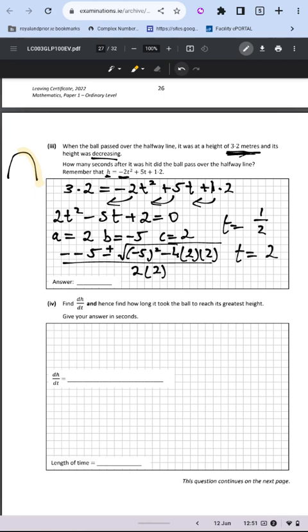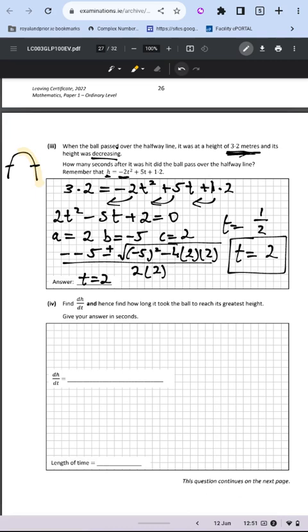Now, it has to be the bigger value here. It does say after how many seconds. It's true enough, it happens after half a second, say there, and 2 seconds. But because it says the height's decreasing, now that might only be worth a mark. You might have got 9 out of 10 if you didn't specifically say your t is equal to 2, because it's decreasing and it's on the downward slope.